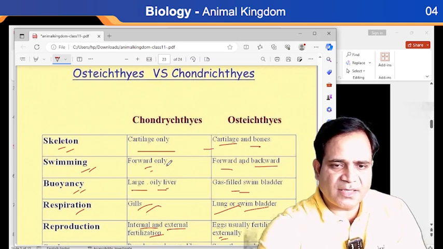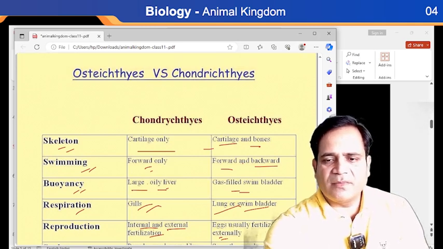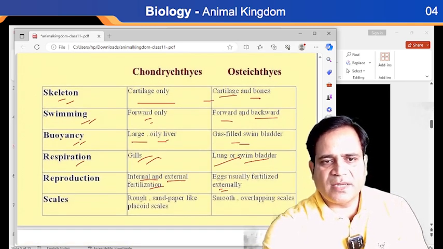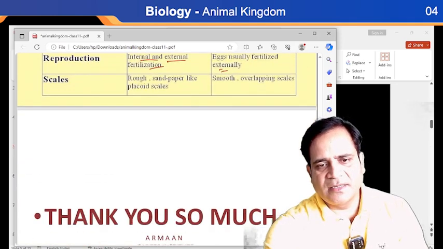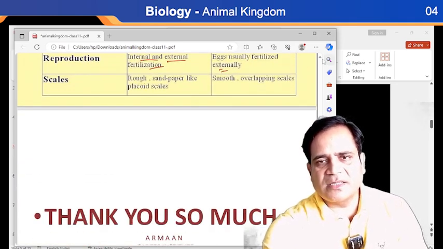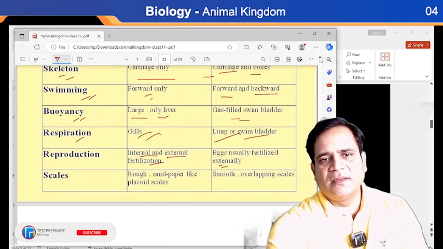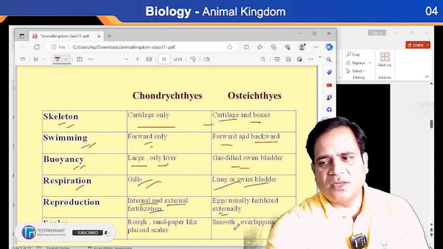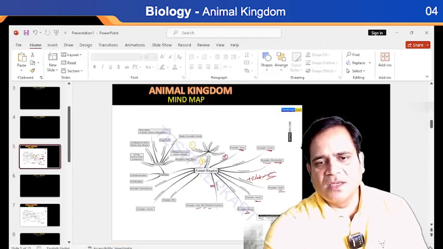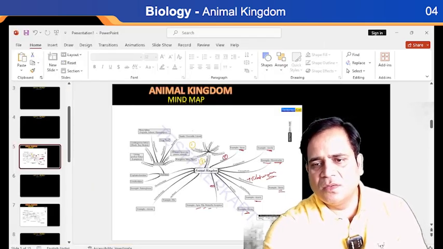So this one is the basic difference between osteichthyes and chondrichthyes, my dear. Correct? Okay dear, this thing is clear. Hope so clear. Yes or no? So now, check through the mind map also.